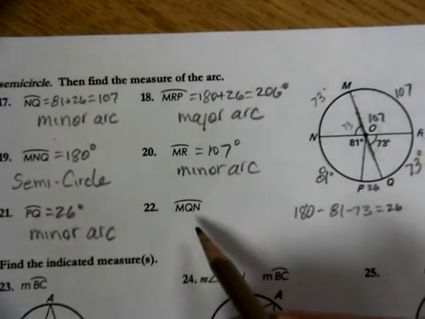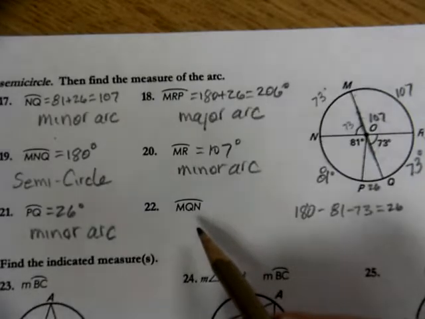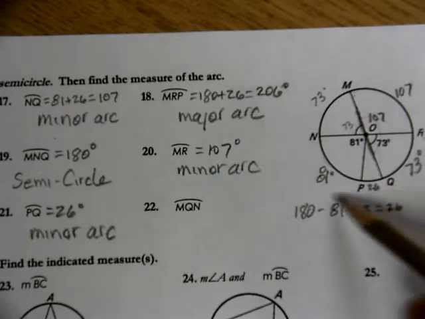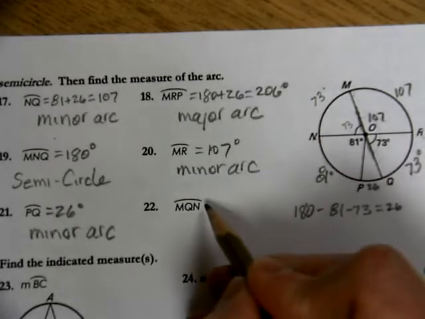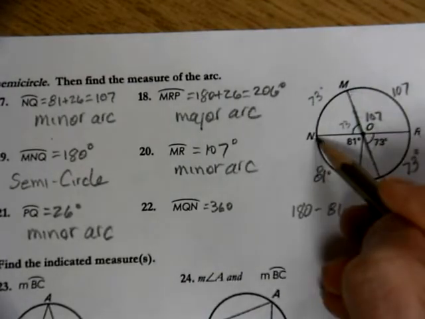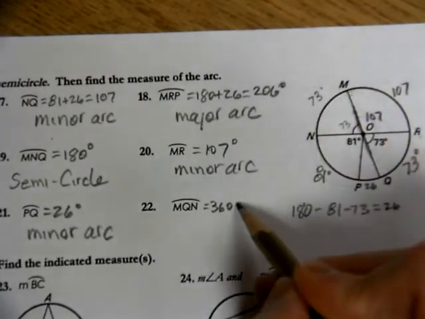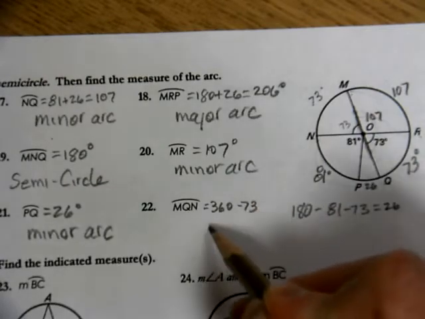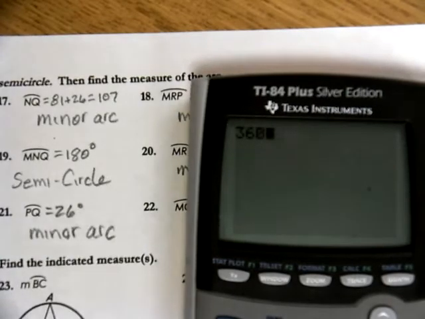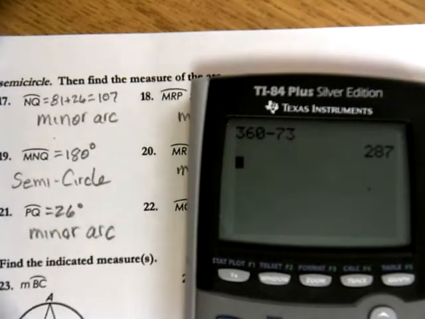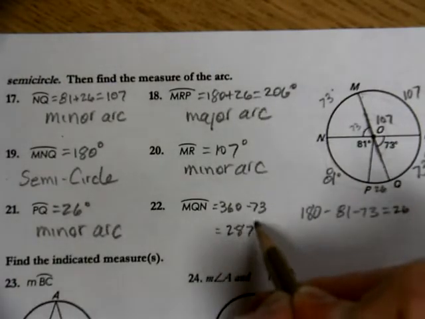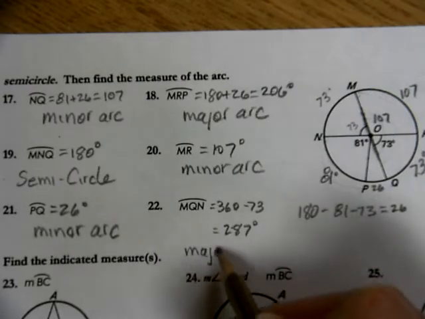Three letters is going to be 180 or more. So M, then Q, then N. So that's going to be the whole circle. That'll be all the way around, not counting this 73. So we got 360 minus the 73, which gives us 287. And that's a major arc.